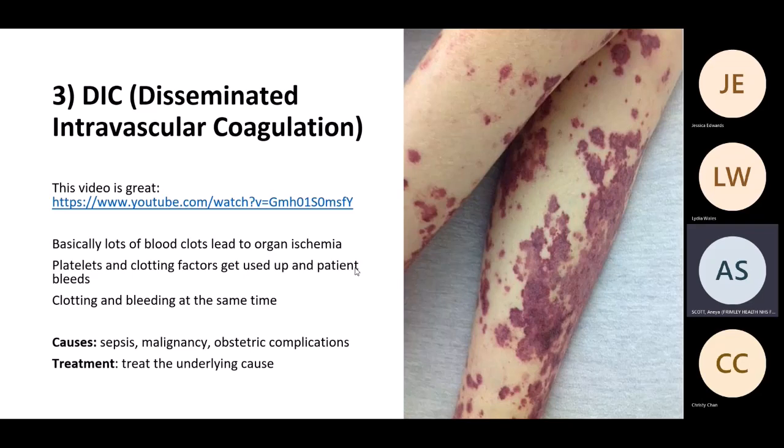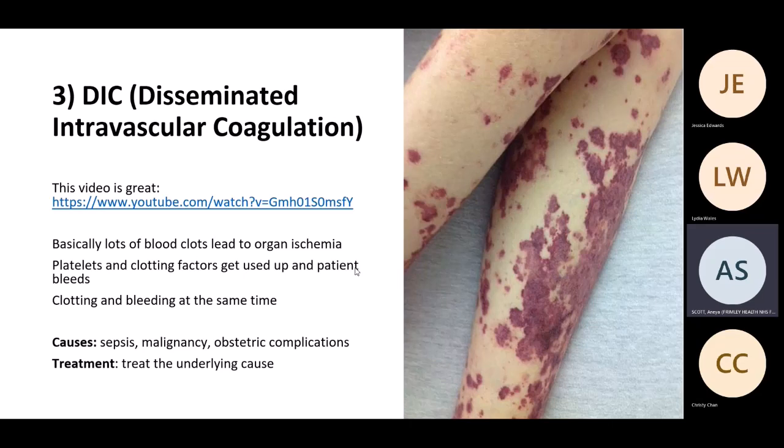But simply, DIC is this kind of weird condition caused usually by sepsis, but also caused by malignancy. Sometimes some obstetric complications can cause it. And you get this weird thing where you get clotting and bleeding occurring at the same time. So you get loads of clots in your vessels, which leads to organ ischemia and organ damage. But at the same time, because you're forming all these clots, your platelets and your clotting factors get used up, and that causes the patient to bleed as well, and they can get this nasty rash like in the picture.